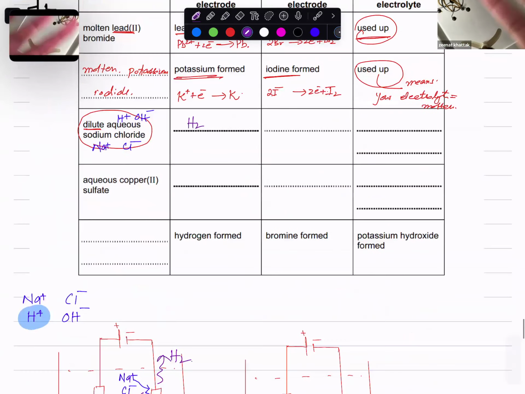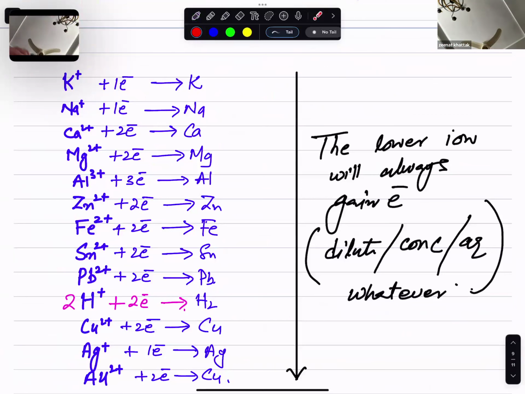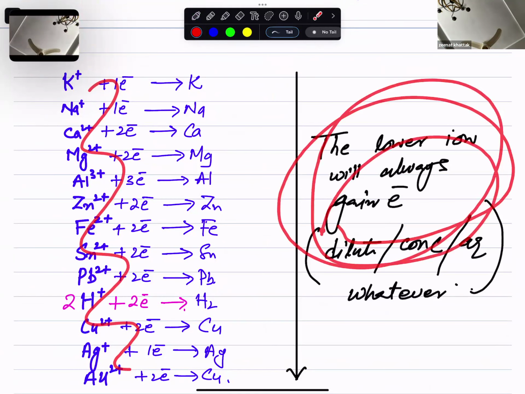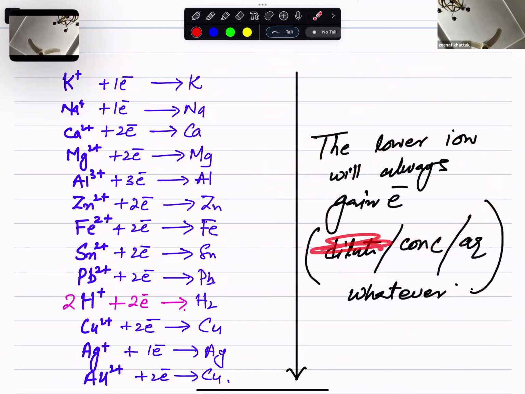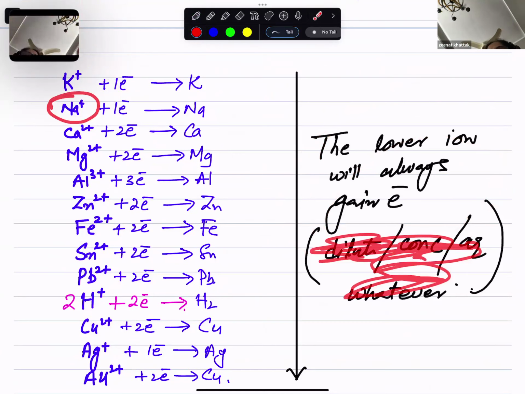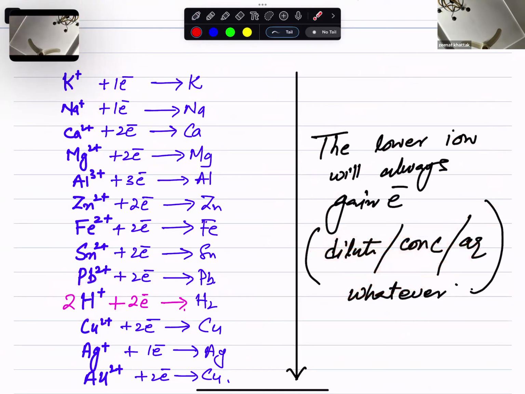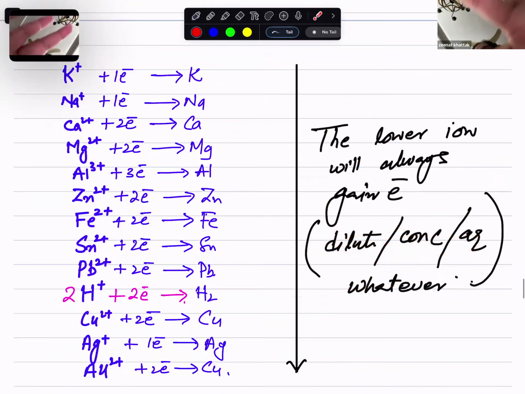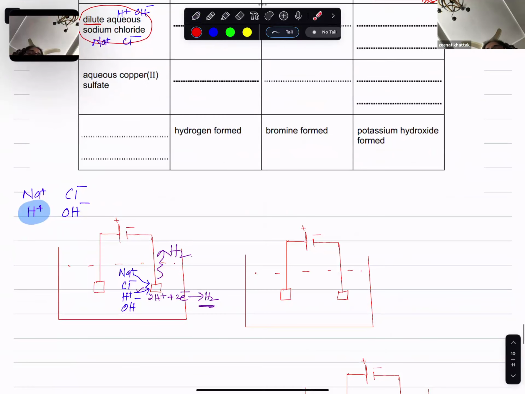Among cations, which ion will gain electrons first? Whether it is dilute, concentrated or aqueous, whatever is written, you have to focus on which cation is lower. Na plus or H plus: H plus is lower, more reactive. Therefore, H plus gains electrons, forming bubbles of colorless gas, and Na plus is left behind.